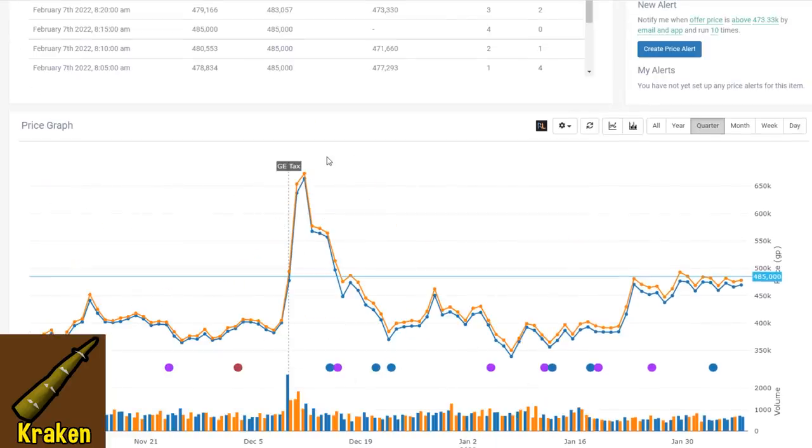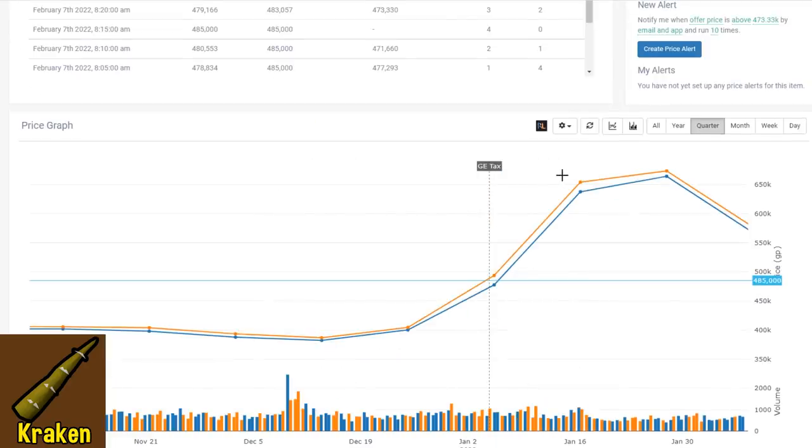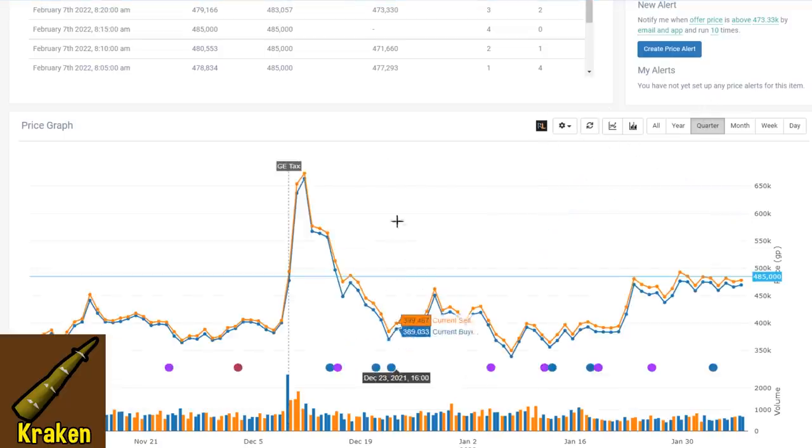So yeah, we can see that after the tax was added, the item spiked by 200% or something, like it over doubled in price. But does that mean the tax was effective, or does that mean the news of the tax being added was effective? And that will be the most challenging thing to answer, because we don't really know.